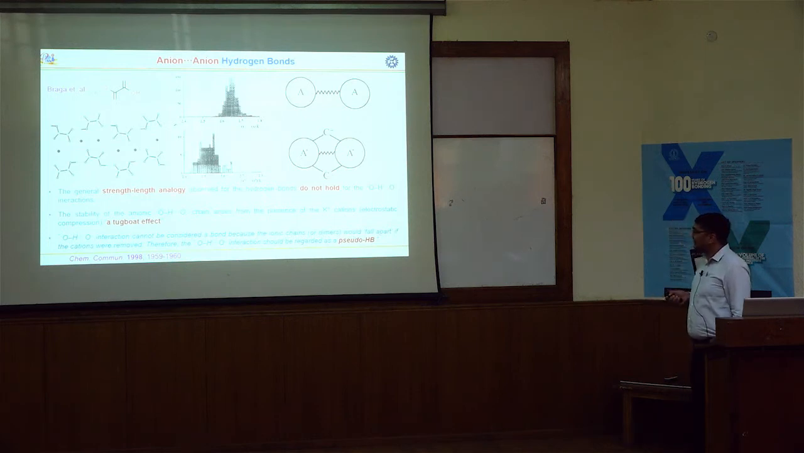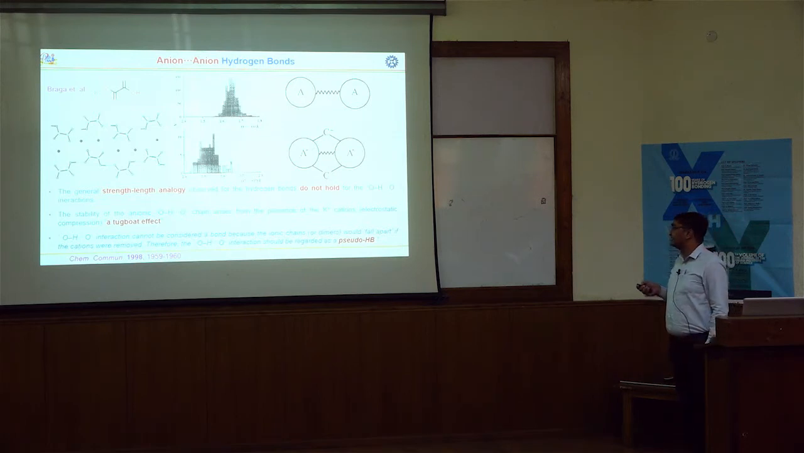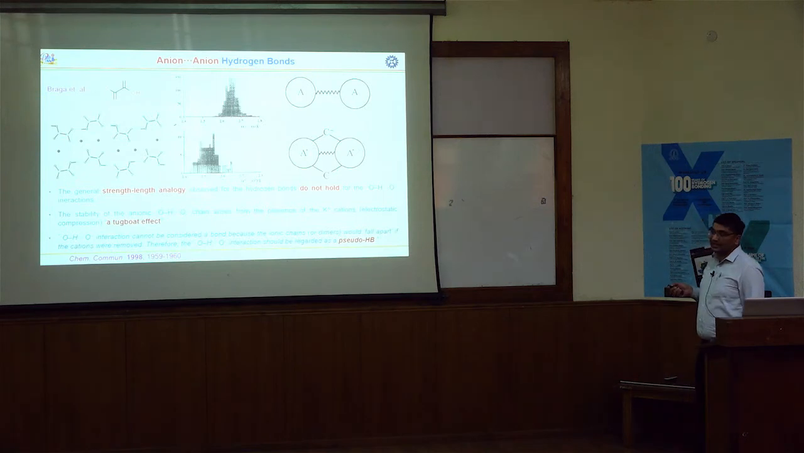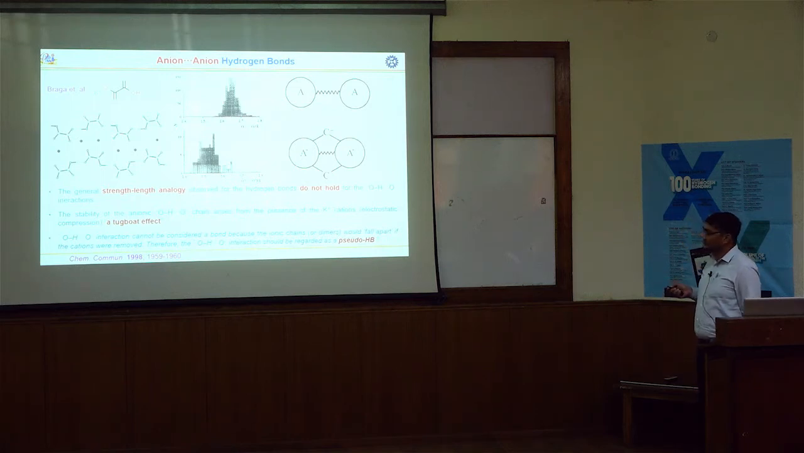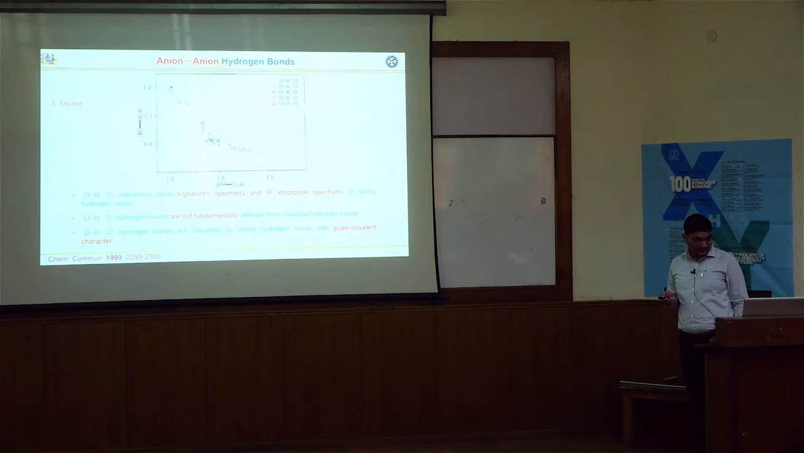And they said that these are not real hydrogen bonds, that they may be called pseudo hydrogen bonds. The reason they are being observed in crystals is because of the counter ion interaction between the potassium ion and the oxalate anions, which brings a push-pull effect, simply like a Tarbert effect, which holds these two anions at very short distances.